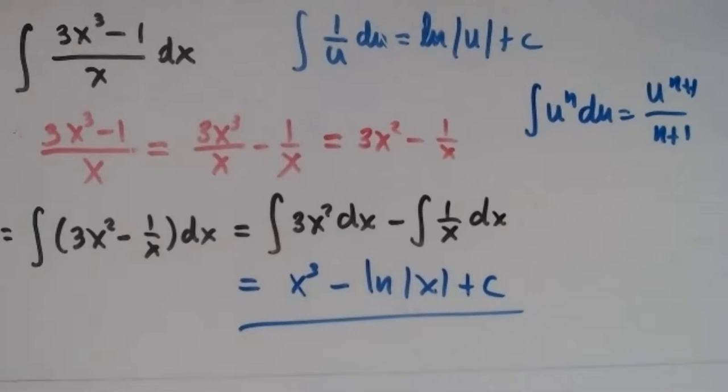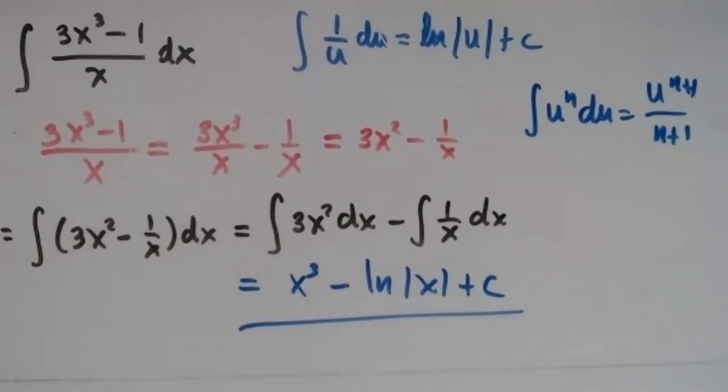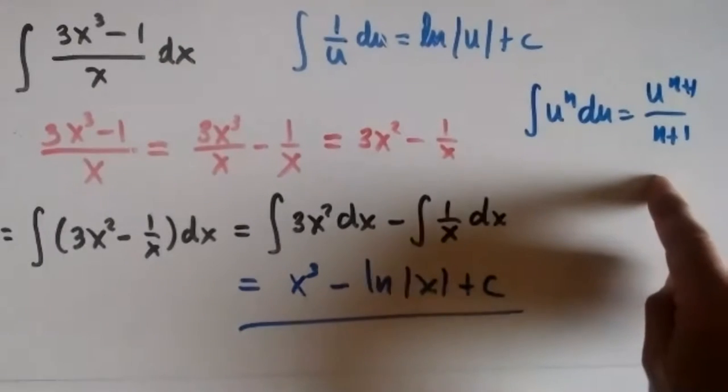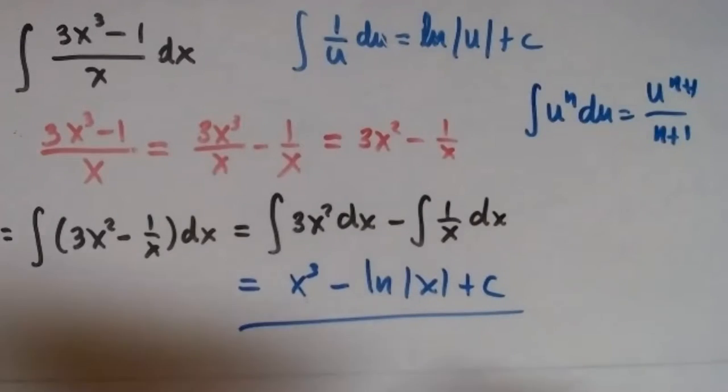Well, any questions? Why did the 3x squared turn to x cubed? What is the antiderivative of 3x squared? x cubed. If you take this derivative, you get this expression. Oh yeah, you're right. You use this formula, and then you see that you get x cubed. Okay, well, let's move on now to the next one.